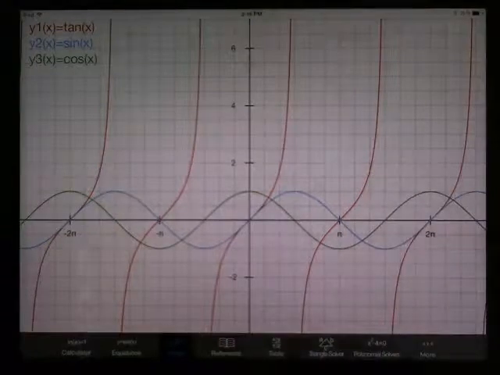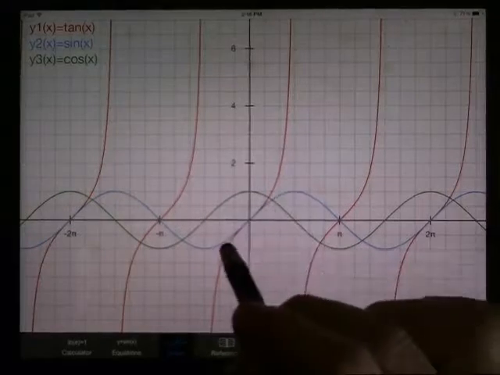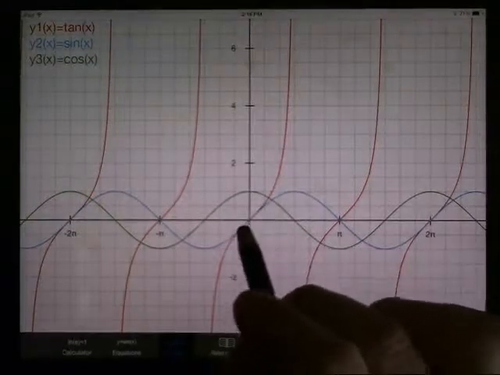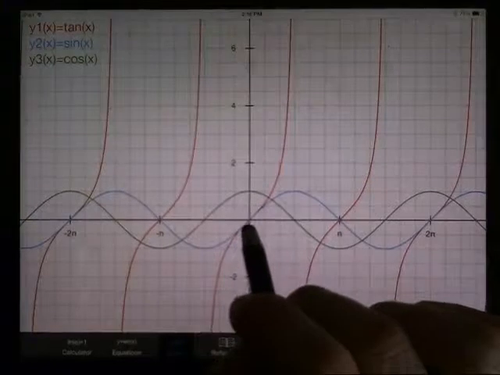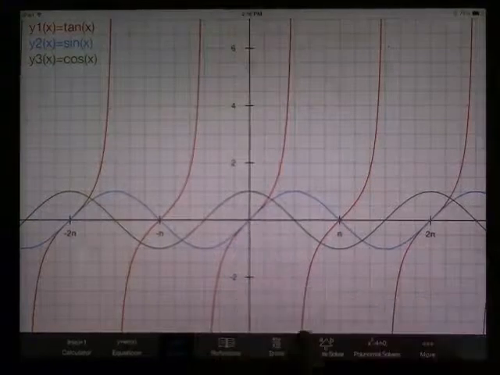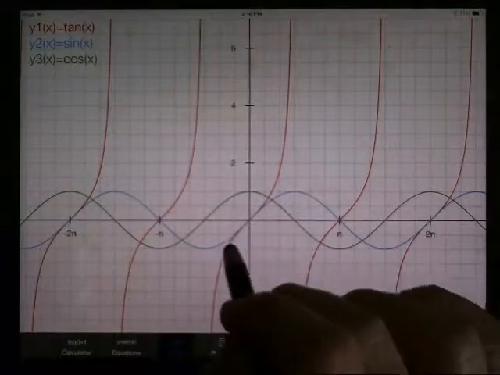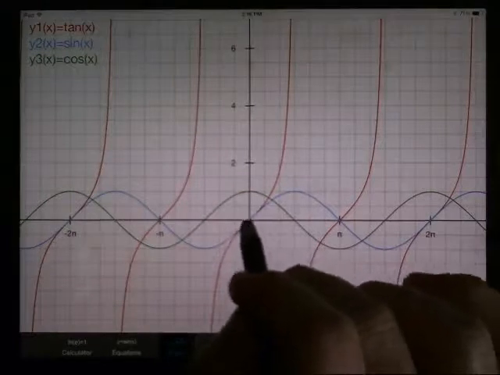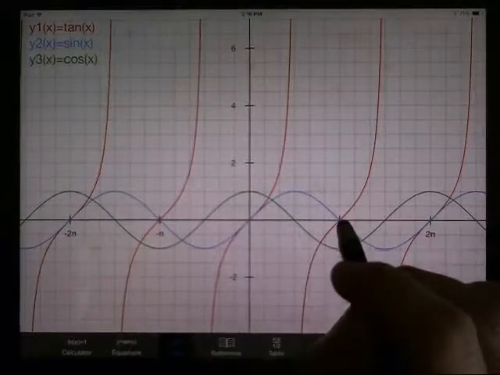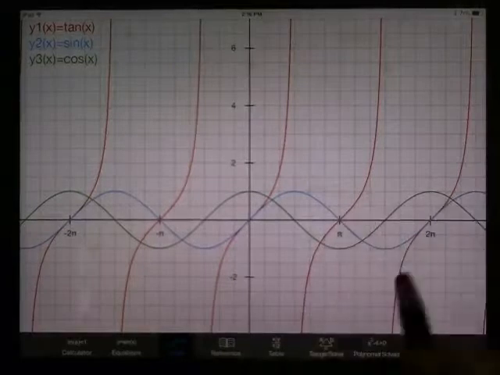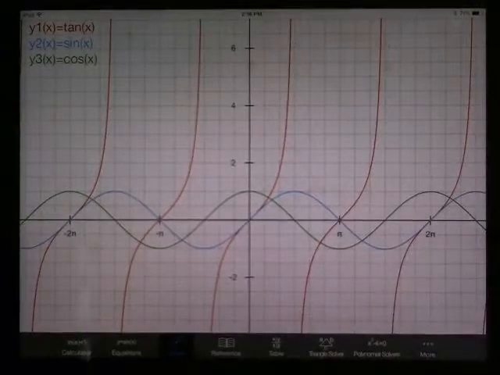One more thing to point out. If you look at the sine and the tangent as they pass through the origin here, they both pass through the origin with slope 1. So just as you draw on the graph, you get an idea of how steep to make it. The tangent has slope 1 as it passes through the origin. In fact, every time it passes through the x-axis, the slope is 1. Okay. Anyway, there's the graph of the tangent.